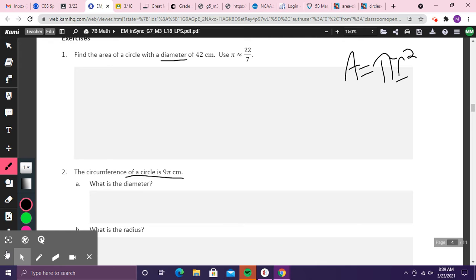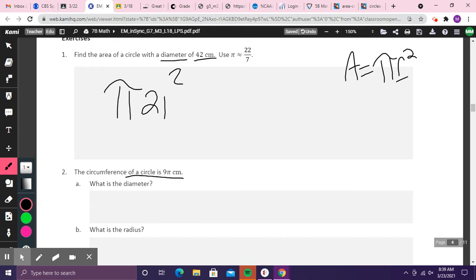Okay, so we have the area of a circle with a diameter of 42. We're using pi r squared. So we have pi times something squared. Well, what's my something going to be? Well, we have 42 as a diameter, so what's my radius going to be? Elijah? 21. What's 21 squared, guys? 441. Yep. So 441.